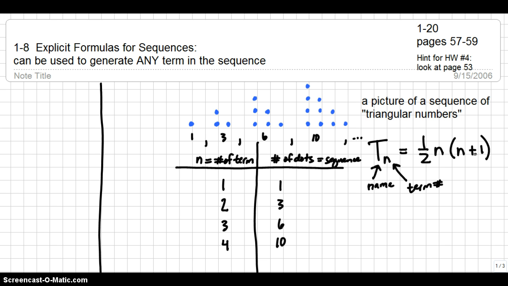Sometimes in this lesson they will give you the formula and ask you to generate the numbers. For the most part, that's what's going to happen. Sometimes they'll have you working backwards. So let's go ahead and look at some particular examples.